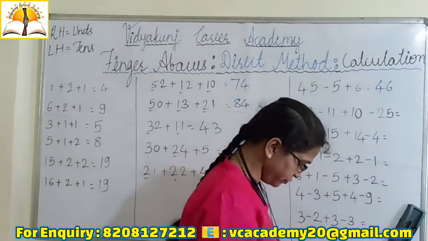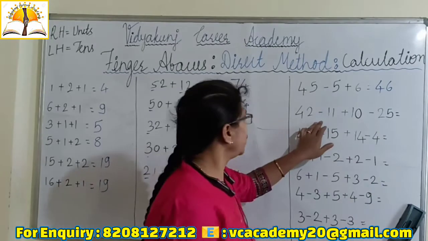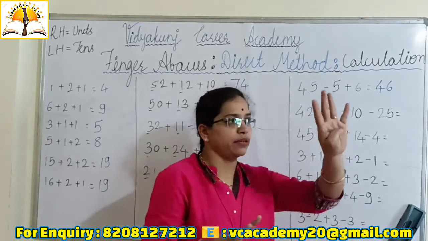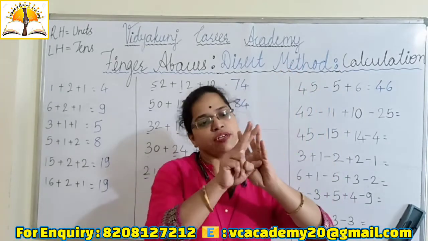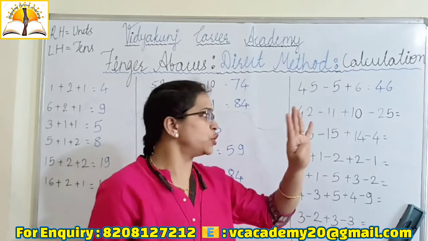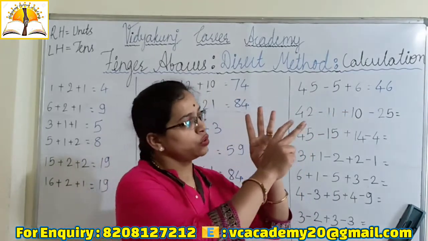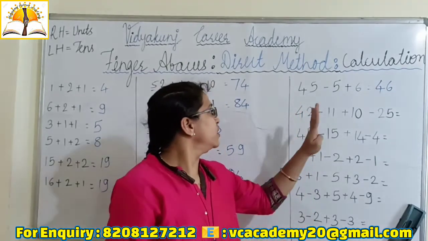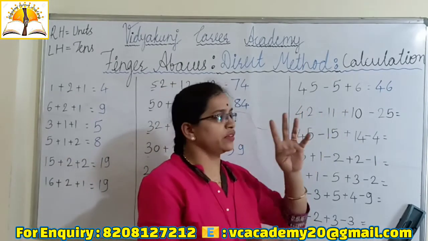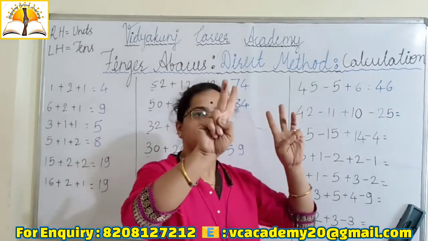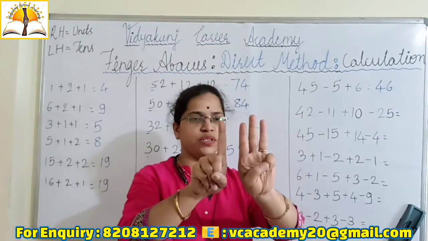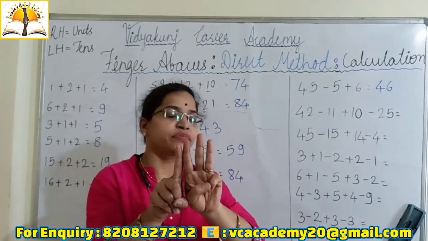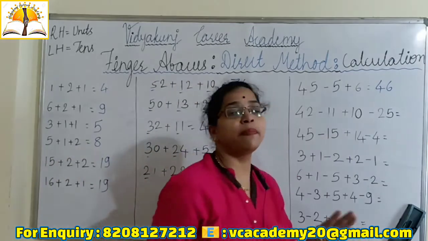Next number. 42. 40, then 2. 42 minus 11. 10 minus. When you are closing your finger to remove, you always have to do it from this side, from the little finger. Then here 11: 10 minus and here 1 minus. Yes or no? See here. What is your answer? 31.